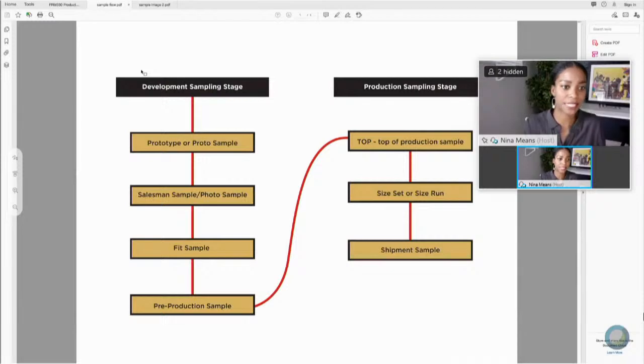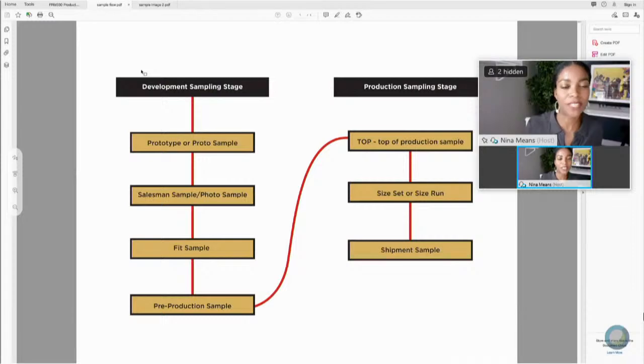So in the development sampling stage, the first time we ever see the sample is in the prototype, the proto sample. This is the first time the factory is taking their first chance at executing what you've requested in your tech pack. If you are wondering what a tech pack is, we went through every single page of a tech pack in our previous discussion on technical design. So you can go back to our YouTube channel to check out that series of videos on technical packages.